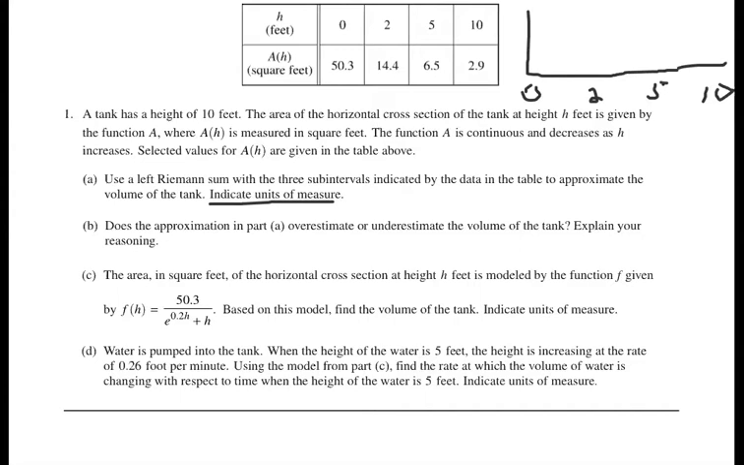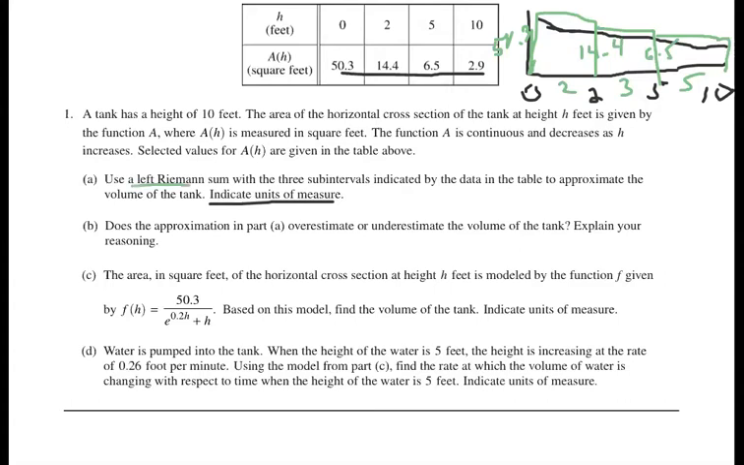And then if I look at these numbers right here, they're decreasing the whole way. Make a fake graph down, and then I'm going to draw rectangles so that I can find the area of each rectangle. And there are my 3 rectangles. This base is 2 and 3, and because I'm doing the left Riemann sum, this left height is 50.3. When I get to the next rectangle, it'll be 14.4. When I get to the last rectangle, I'm going to use the 6.5 because that's the left side of it.